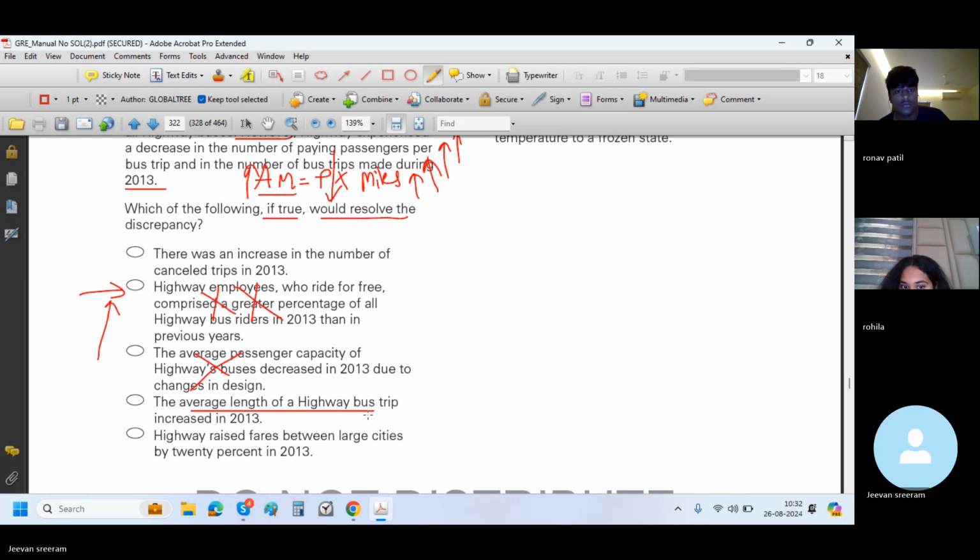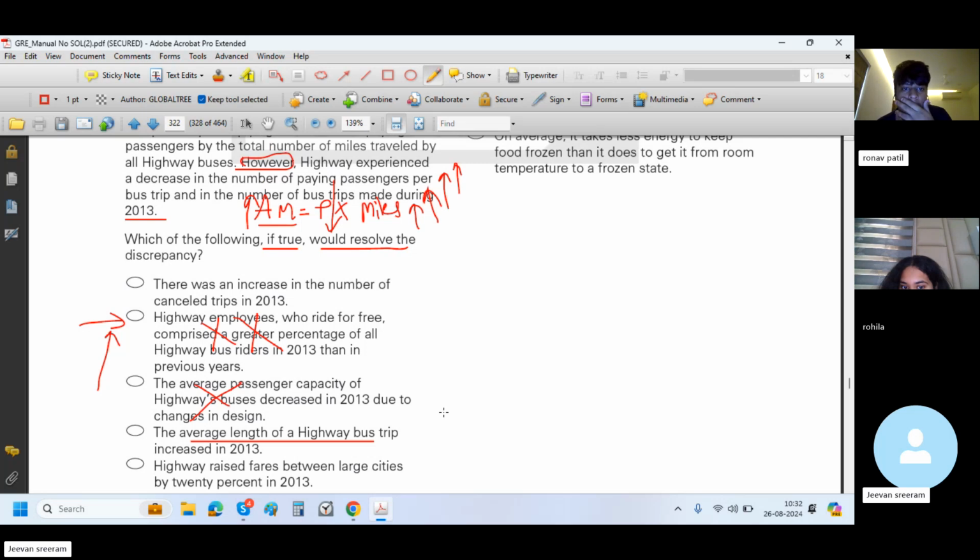But length has nothing to do with it. Why would they increase the length as per the number of passengers? Passengers have reduced. Why would they increase the length? Why has the average length actually increased? Average length increased means more miles.